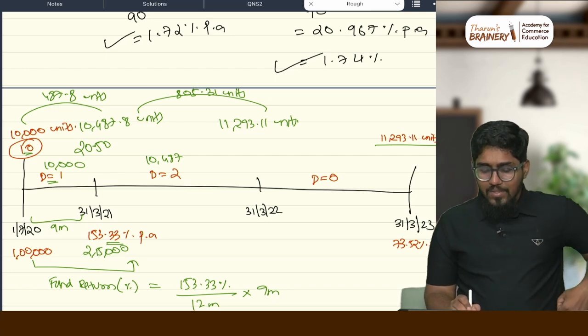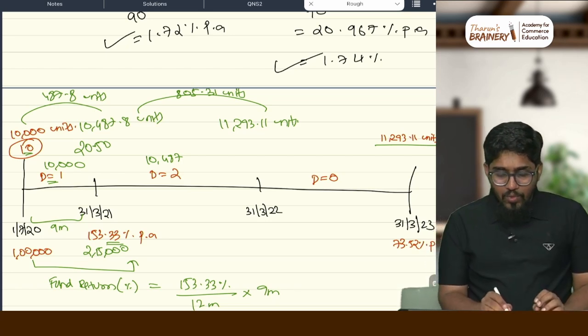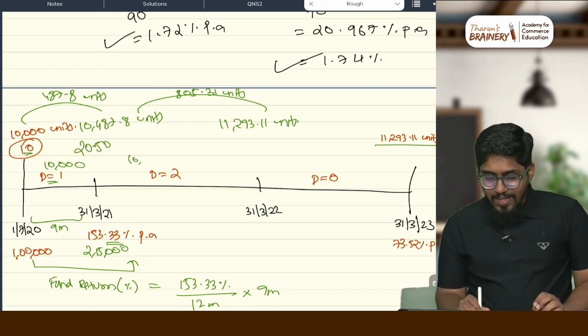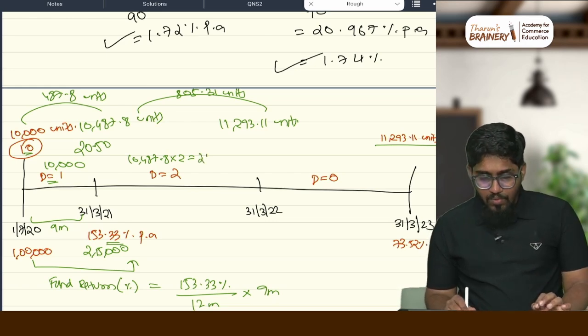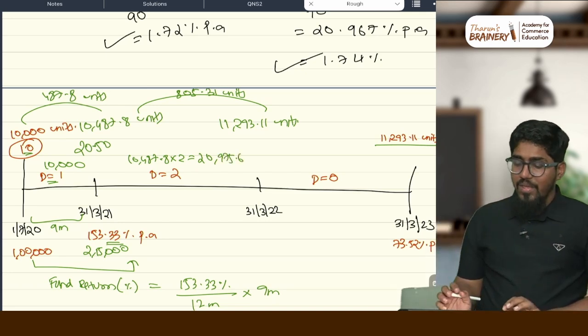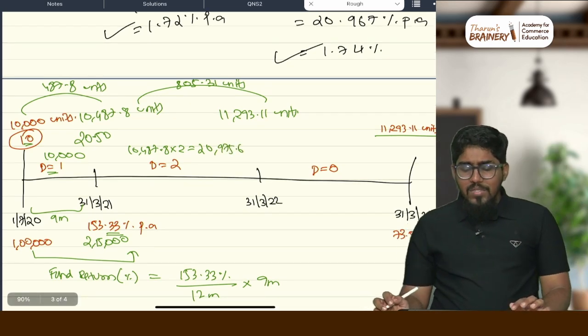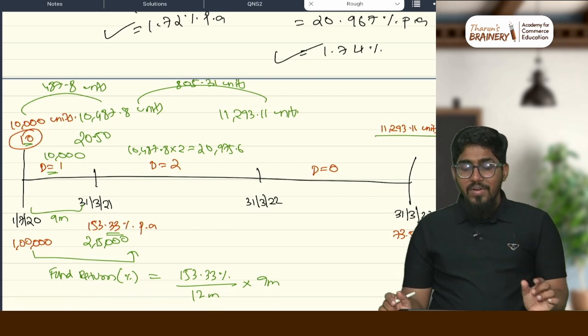10,487. Okay, 10,048, sorry, into 2, right? 2 rupee dividend I got. So it is nothing but 10,487.8 into 2, which is equal to 20,975.6. So 20,975.6 is the dividend amount.